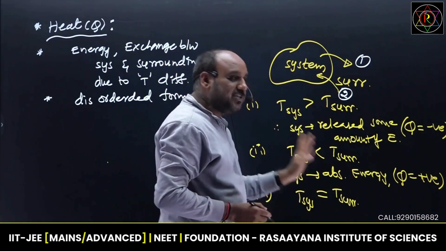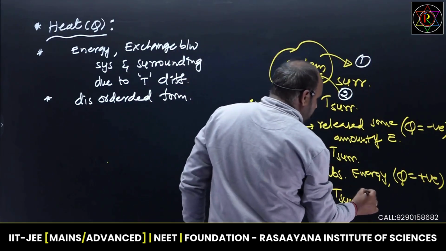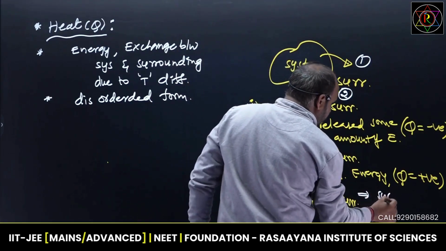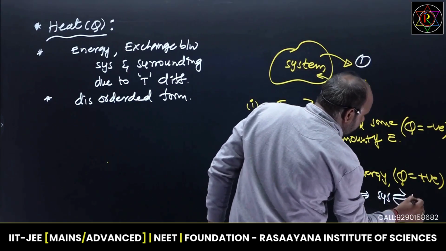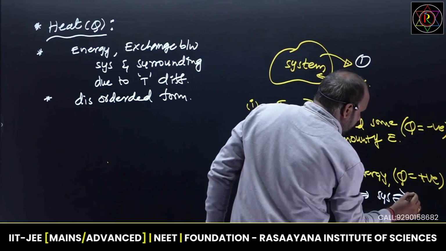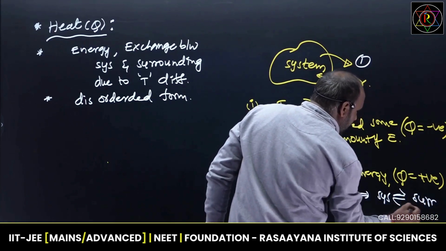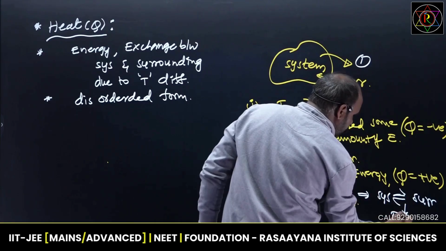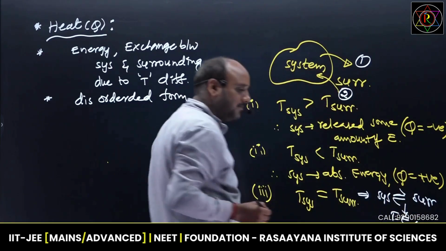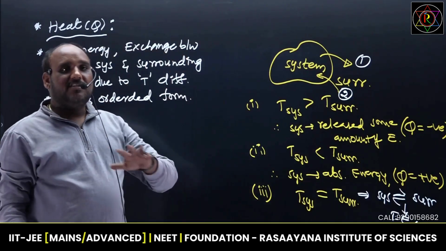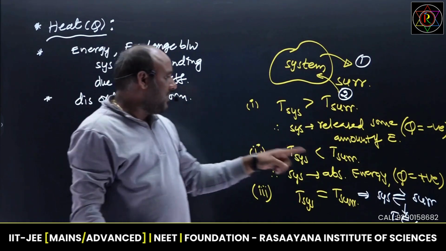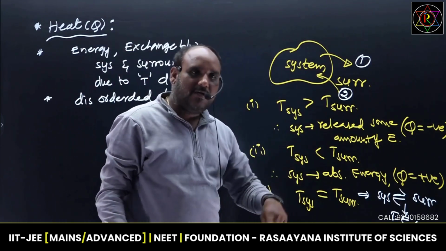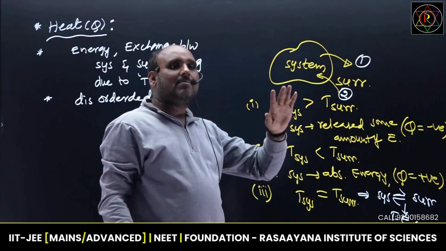Whenever both temperatures are the same, the system and surroundings are said to be in equilibrium. That equilibrium is known as thermal equilibrium. When the temperature of the system and surroundings is the same, the system and surroundings are in equilibrium, and such equilibrium is known as thermal equilibrium.